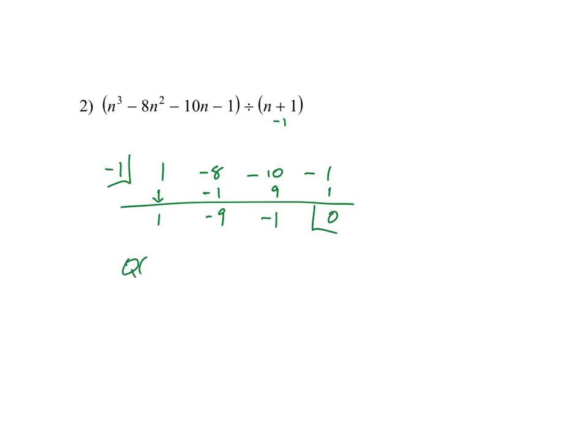So q, in this case q of n, because my variable right here is n, equals: remember that we are subtracting 1 from the exponent, so 1n squared minus 9n minus 1. That's my quotient.